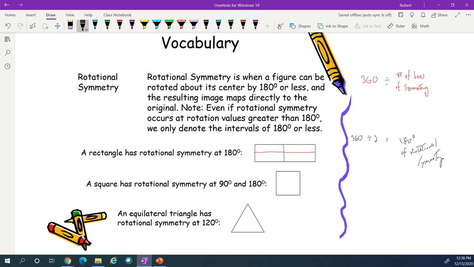If we look at a square, we have 1 and 2, but then we've got the diagonal lines of symmetry, 1 and 2. So 4 lines of symmetry. 360 divided by 4 tells us 90. So every 90 degrees, we have rotational symmetry.